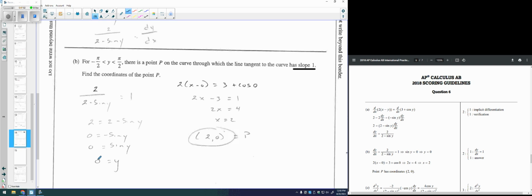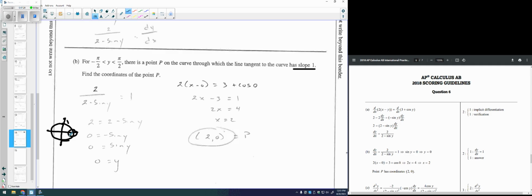How do we know that? Remember our unit circle. This is not a right triangle. This is going to be an xy intercept. Where's my y value 0? Between negative pi over 2 and pi over 2. Between here and here, sine is 0, or y value is 0 at 0.